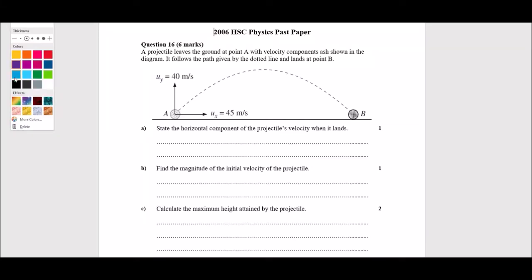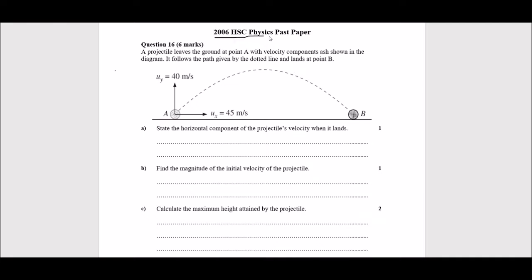Alright, so we're going to do another past paper question, this time from the 2006 HSC paper. We're going to focus on question 16, worth 6 marks in total. It says a projectile leaves the ground at point A, so this point here, with velocity components as shown in the diagram. It follows the path given by the dotted lines, so this tracking here, and lands at point B, so that one there.